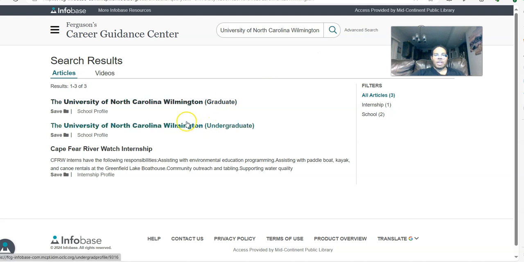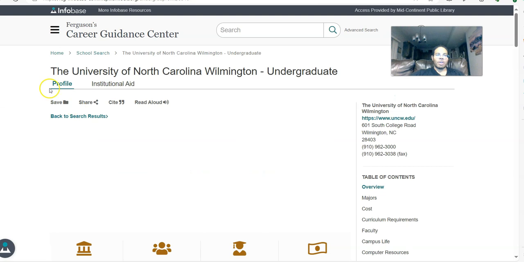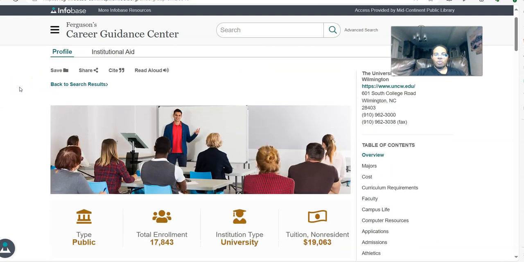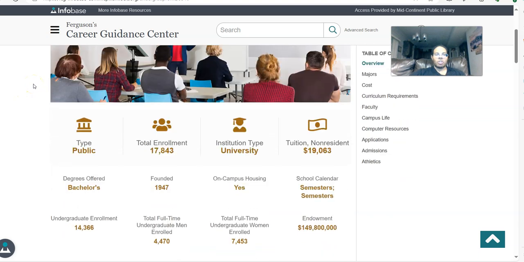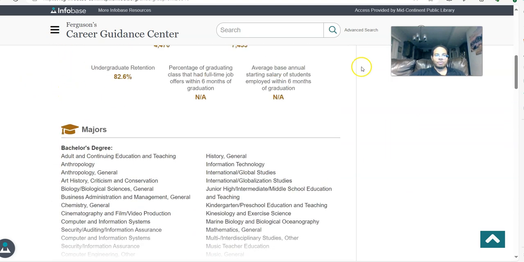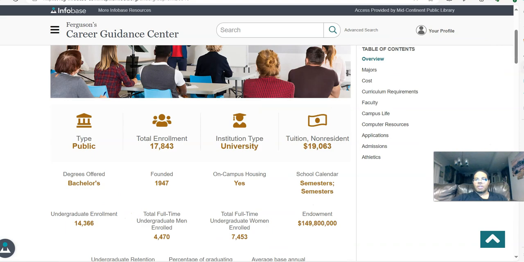So I can put that in, I can search, and then I have a school profile here. I'm going to go with undergraduate. And so if you go in here, again, there can be useful information. You've got the overview here, and then you can get this out of the way.